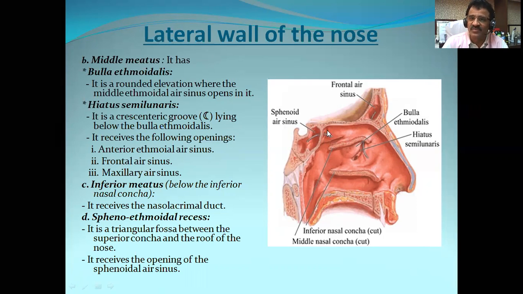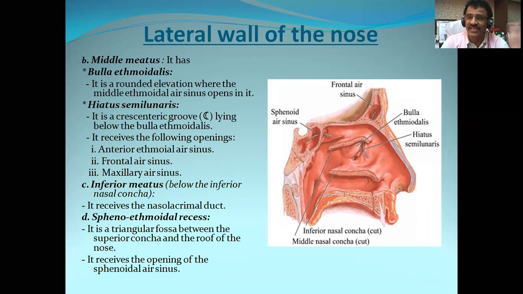So there is a small space here. It is a triangular fossa between the superior nasal concha and the roof of the nose. It receives the opening of the sphenoidal air sinus. So if you count all the 4 paranasal air sinuses, amongst those 4, the ethmoidal has 3 components.